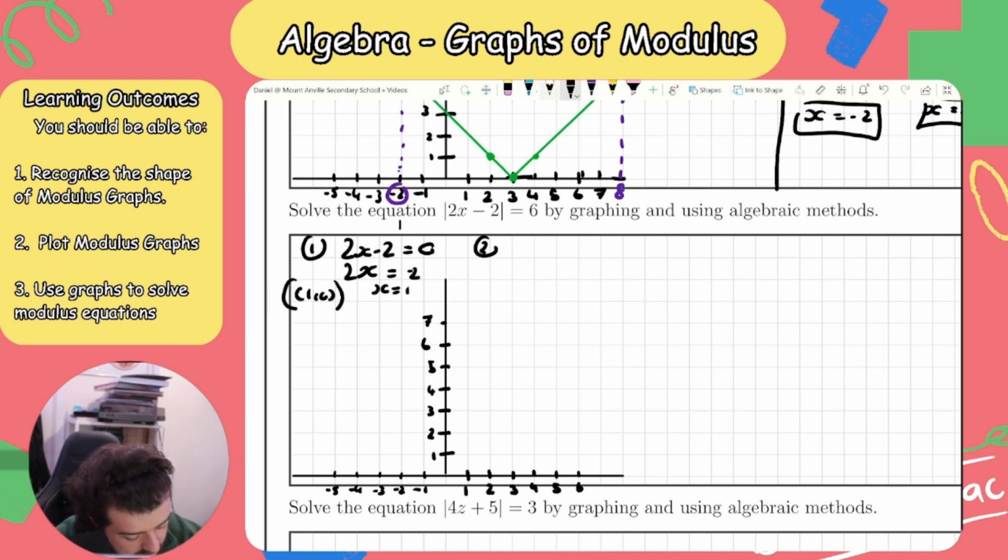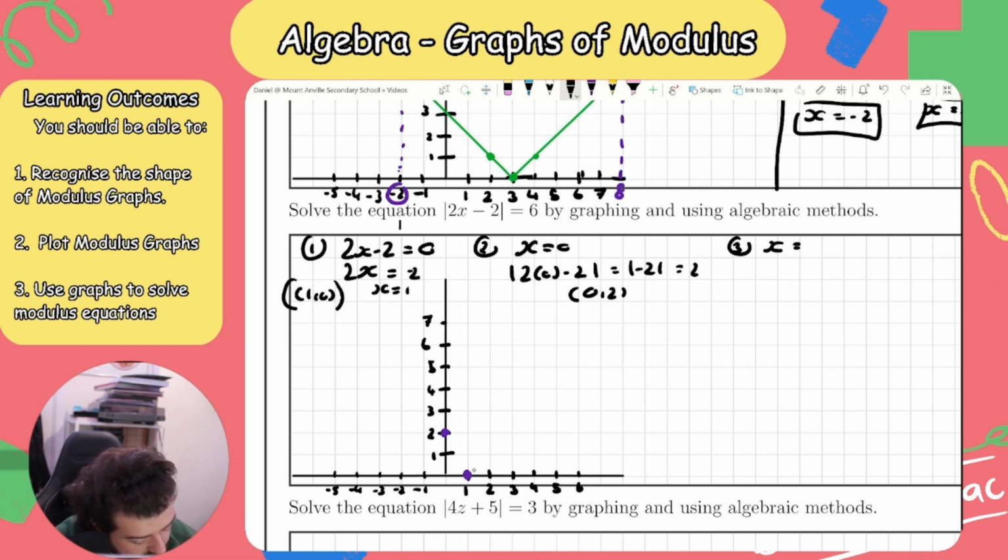Second point here. So let me plot this point down, (1, 0). So I need a point to the left and right. So for a point to the left, I'm going to choose x as 0, because why not? So the modulus of 2 times 0 minus 2 is equal to the modulus of minus 2, or the absolute value of minus 2, which is 2. So a point here is (0, 2), up here.